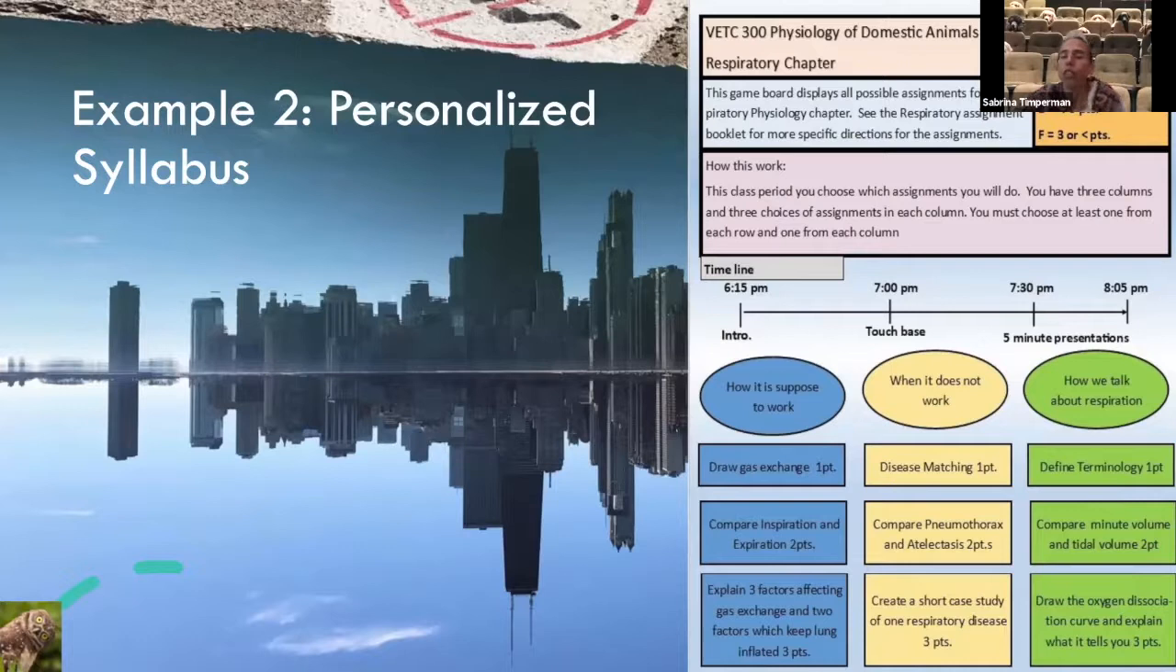So I love the idea of giving them a little autonomy and freedom to choose what they want to do, but I wanted to make it more structured, with less freedom, more restrained. So I created this thing called the personalized syllabus. And I did this for my physiology class for the respiratory chapter. In my class, I divide the body into different systems. So we talk about cardiovascular, reproductive, GI. This one was for the respiratory system.